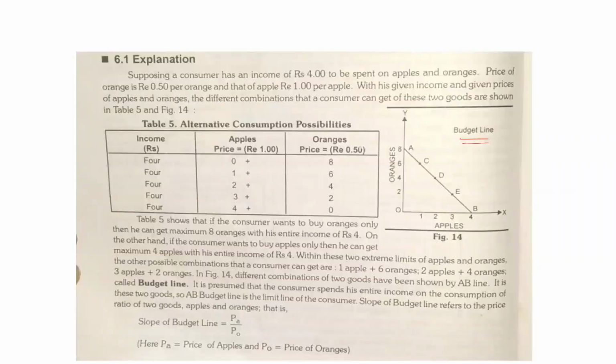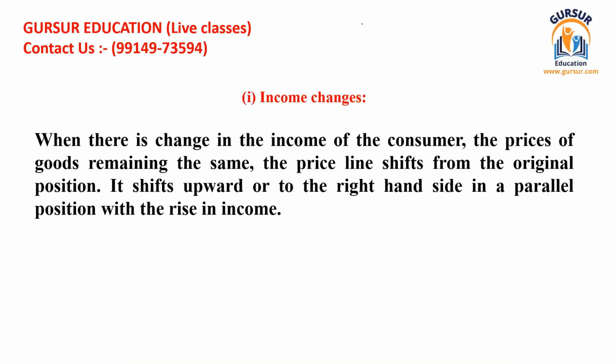Sometimes this budget line can shift. It can shift to the upper level as well, and it can shift to the lower level as well. This can happen for two reasons, because sometimes your income can be increased or decreased, or sometimes the prices of the commodities can be increased or decreased. Just for these two reasons there can be a shift in the budget line. So we shall talk about these. First of all, your income can change.